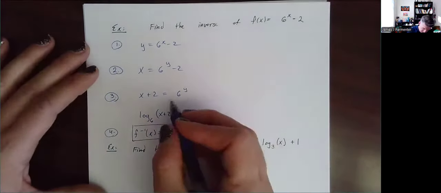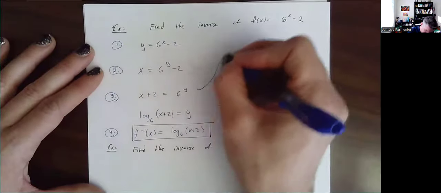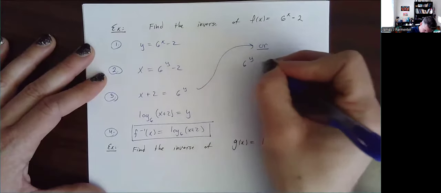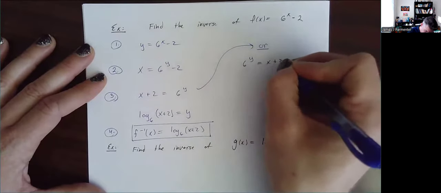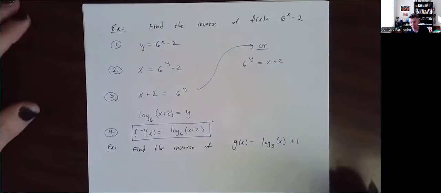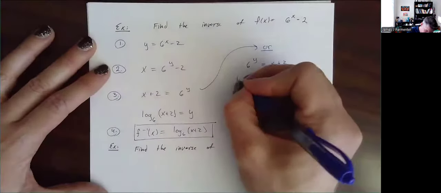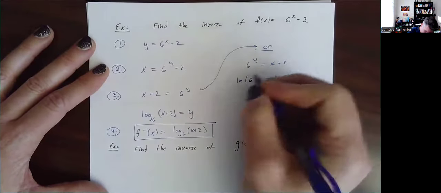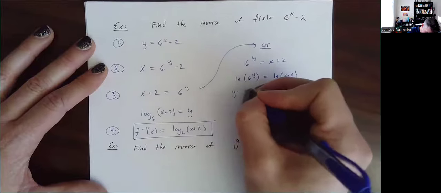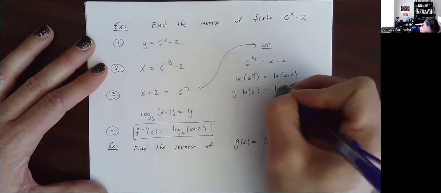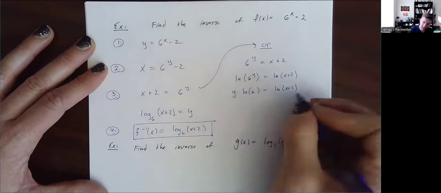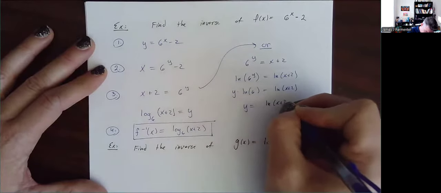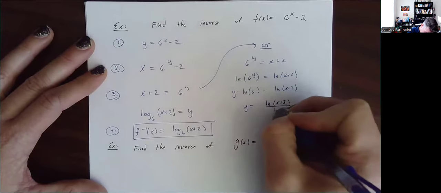Alternatively, from this step here, we could have said, if I have 6 to the y equals x plus 2, I'm going to rewrite it with my y on the left. I could take the natural log or the log base 10 on both sides, or whatever log you prefer. So you can say, natural log of 6 to the y equals the natural log of x plus 2. The y comes down. So y times natural log of 6 is equal to the natural log of x plus 2. And then divide both sides by the natural log of 6 to get y equal to the natural log of x plus 2 divided by the natural log of 6.